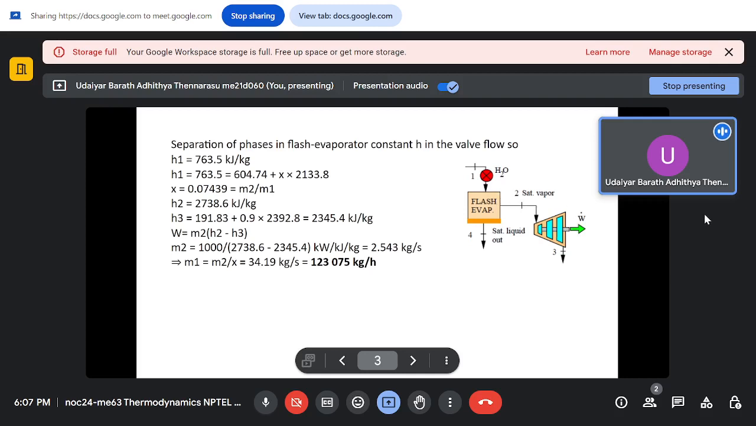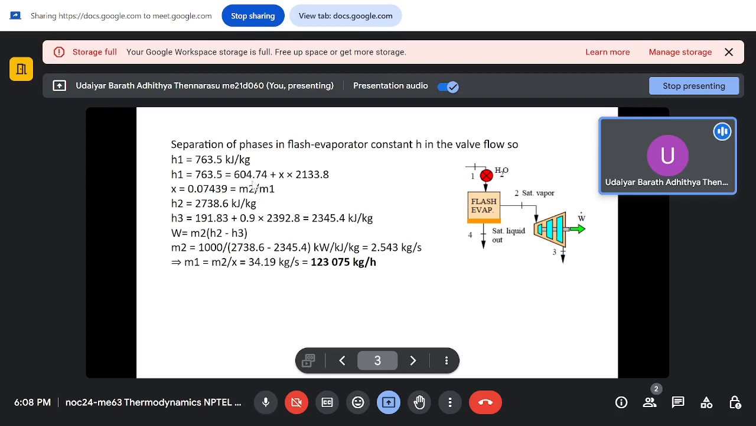Now we know the inlet enthalpy and exit enthalpy, and we also know the mass flow rate fraction. Substituting that, we know the total work generated, which is 1 megawatt. Your enthalpy is in kilojoule, so we are substituting your work in kilowatts: 1 megawatt is 1000 kilowatts. So 1000 divided by the enthalpy difference will give me the mass flow rate. So m2 is 2.543 kg per second. That is my mass flow rate.